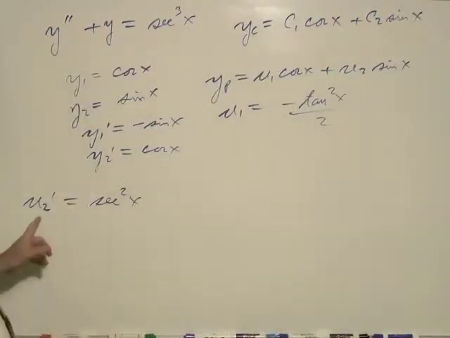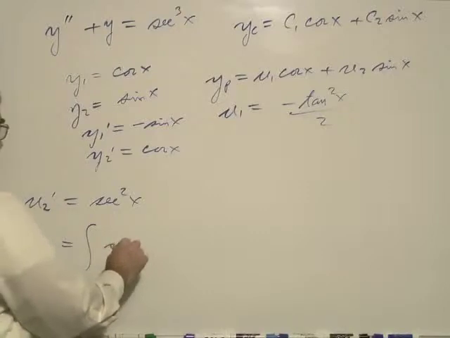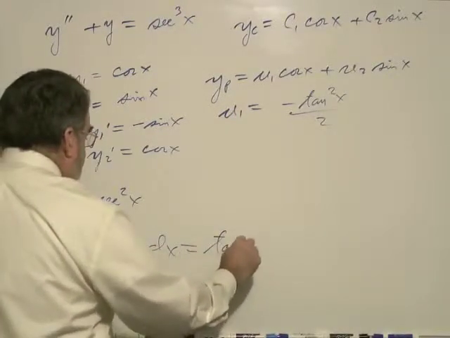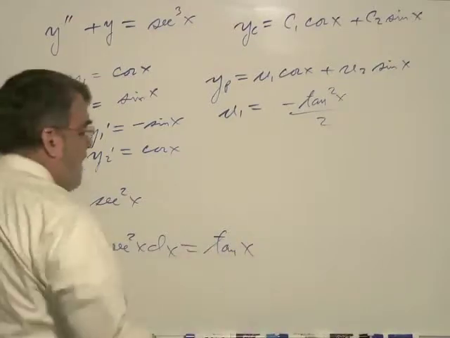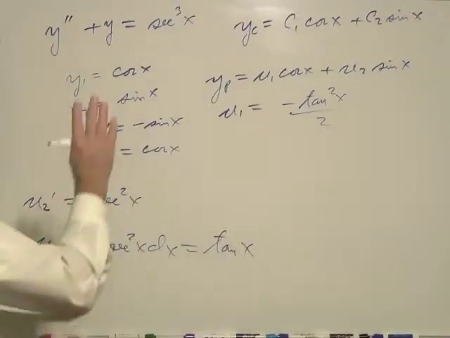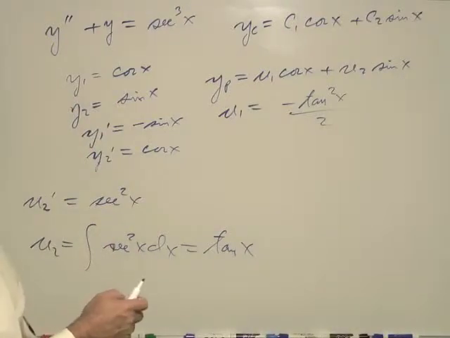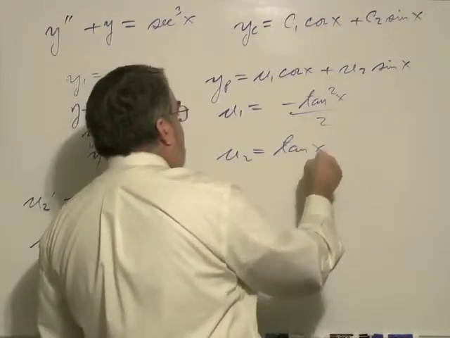So I rewrote: u2 prime is equal to secant squared x, which means u2 is going to be the integral of secant squared x dx, and that one's pretty common. That's tangent of x. Now in calculus, when you do this integral, you write tangent x plus a constant c, but we don't have to worry about the constant. It's taken care of other places, I think. In any event, u2 is tangent x.